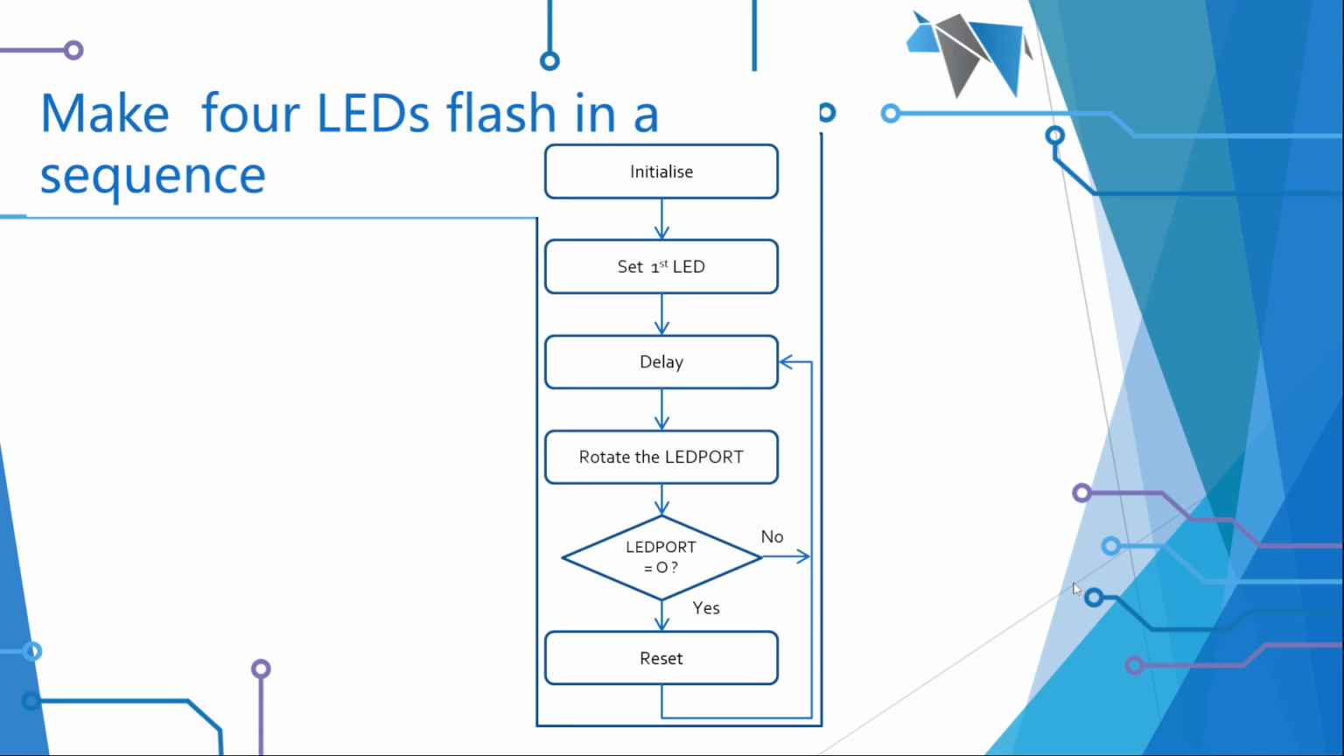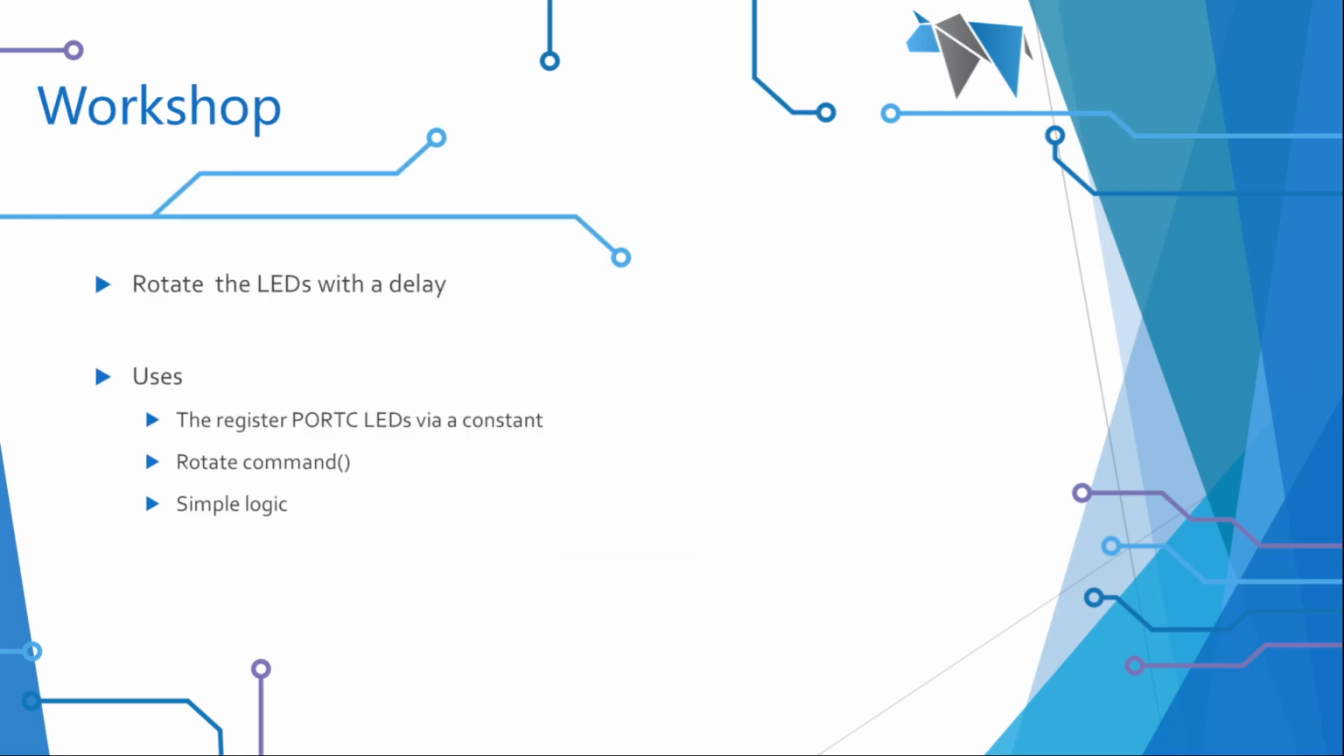Let's have a look. Yeah, that looks really good. Let's get started. What we're going to see is rotate with a delay. It's going to use the port C register via a constant. We're going to see the rotate command and just some simple logic.